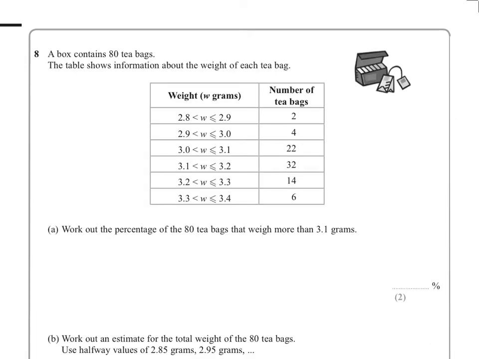Work out the percentage of the 80 tea bags that weigh more than 3.1 grams. Well, the tea bags that weigh more than 3.1 are these ones here. So we've got 32 plus 14 plus 6 out of a total of 80. We want it rather than a fraction as a percentage. So if I multiply by 100, that gives me the solution 65%.